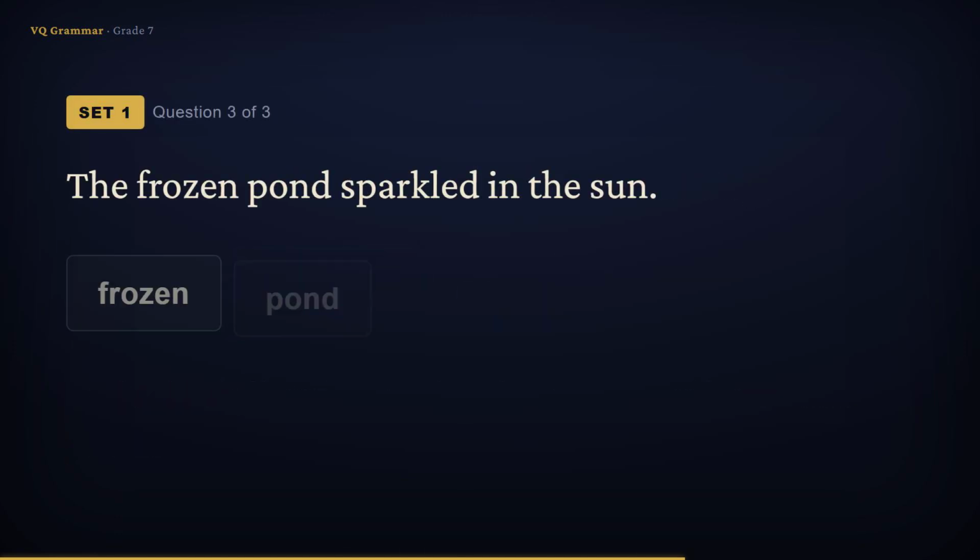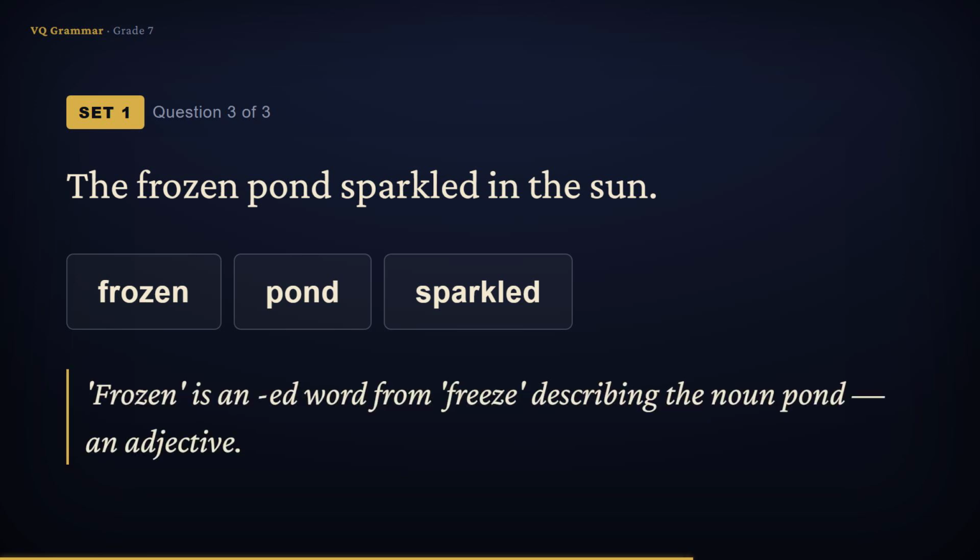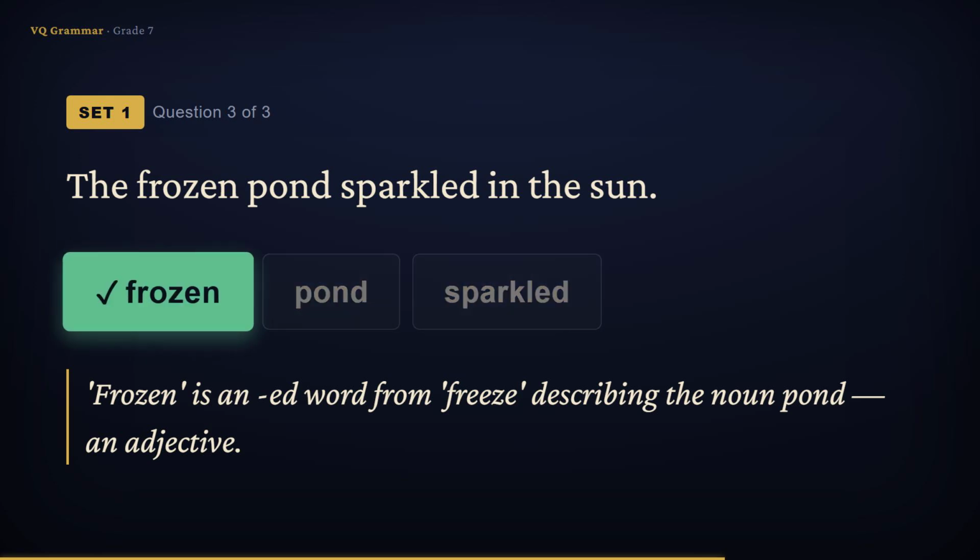The frozen pond sparkled in the sun. Here's one of those disguised words. What kind of pond? A frozen pond. Frozen is an ED word that comes from the verb freeze, but here it's describing the noun pond, so it's working as an adjective. So the answer is frozen.